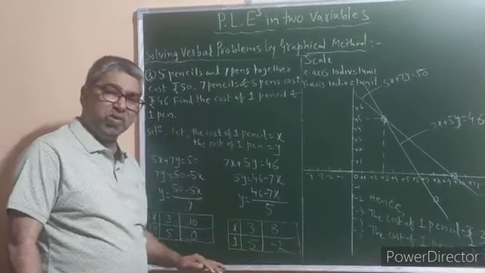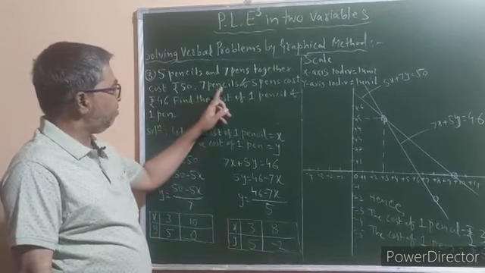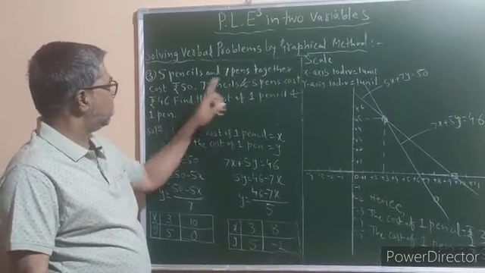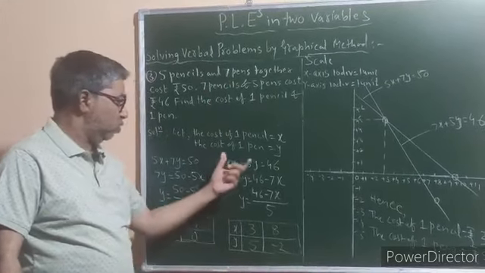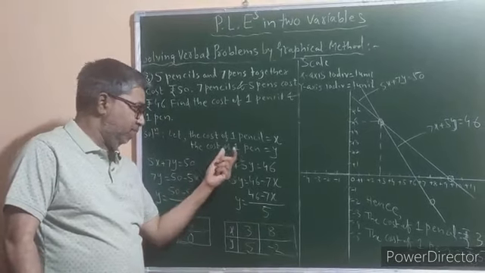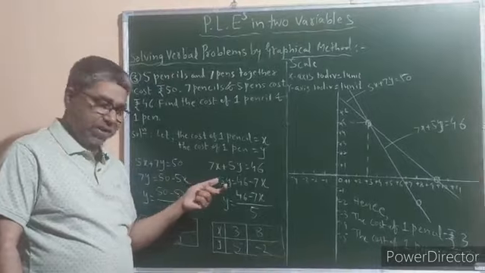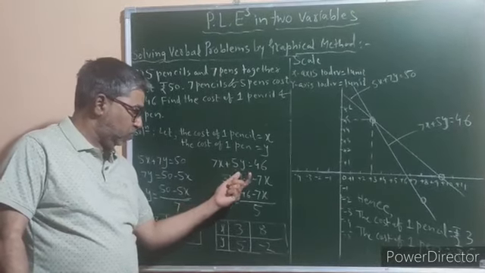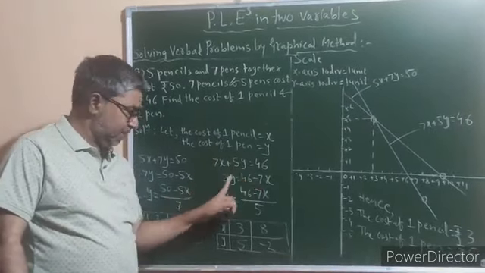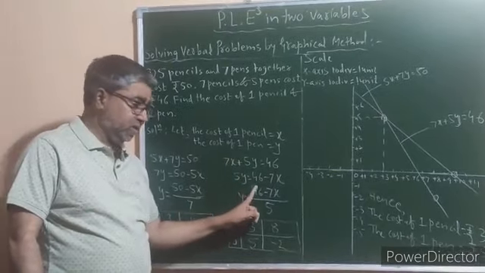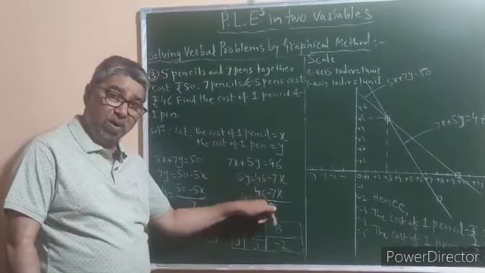Now coming to the second sentence: 7 pencils and 5 pens cost rupees 46. So the equation will be 7x + 5y = 46. Bring it to its standard form. 5y = 46 minus 7x. y = (46 minus 7x) upon 5.